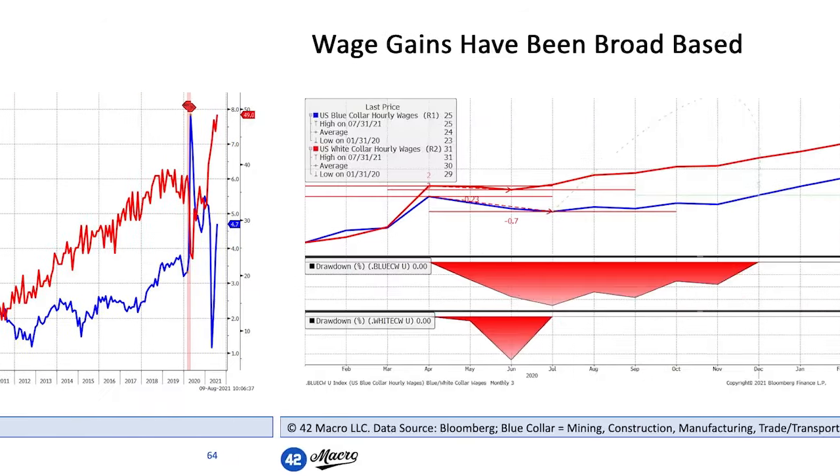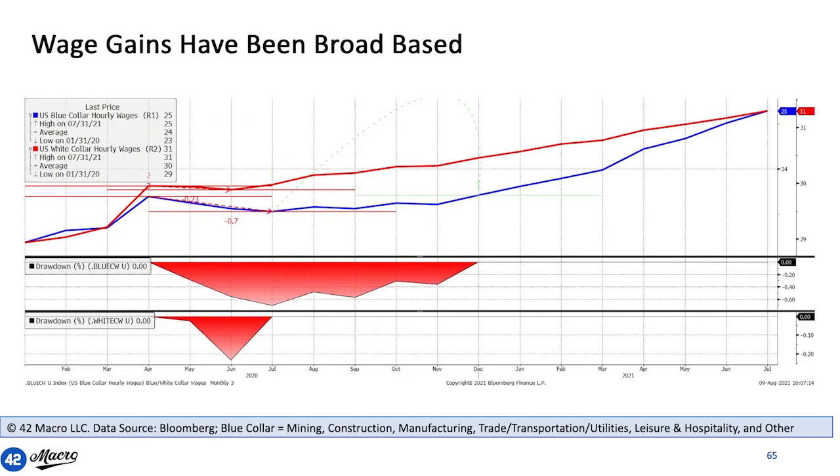On slide 65, wage gains have been broad-based. The blue line shows average hourly earnings for blue-collar industries relative to average hourly earnings in the red line for white-collar industries, and obviously those are making new highs. And part of the reason we're seeing broad-based wage gains is we have all-time high labor demand. So the blue line shows job openings hard to fill at an all-time high. The red line shows JOLTS at an all-time high as well.